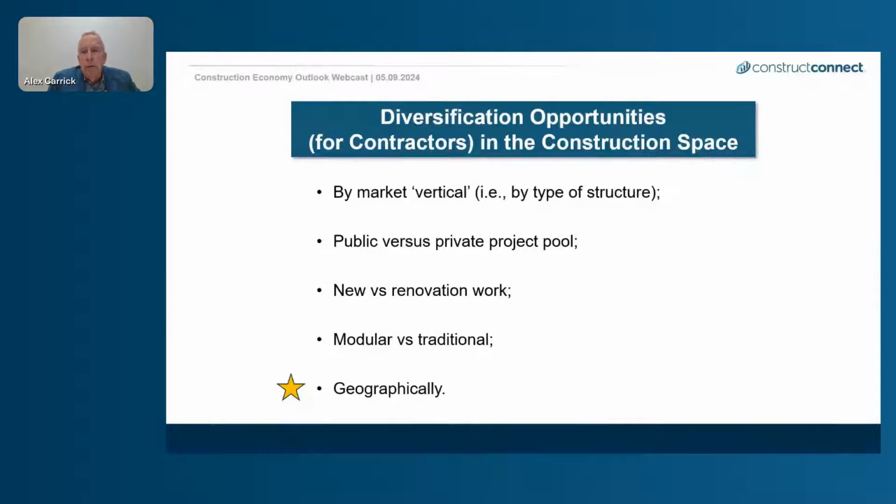Michael and I have had the privilege of appearing on the Construction Record podcast. And the most recent one we did, we talked about how general contractors could diversify, because there's a lot of uncertainty in construction these days. And some of them are obvious by type of structure, public versus private, new versus renovation, modular versus traditional. But there hasn't been a lot said about geographically. So next slide, please, Paul.